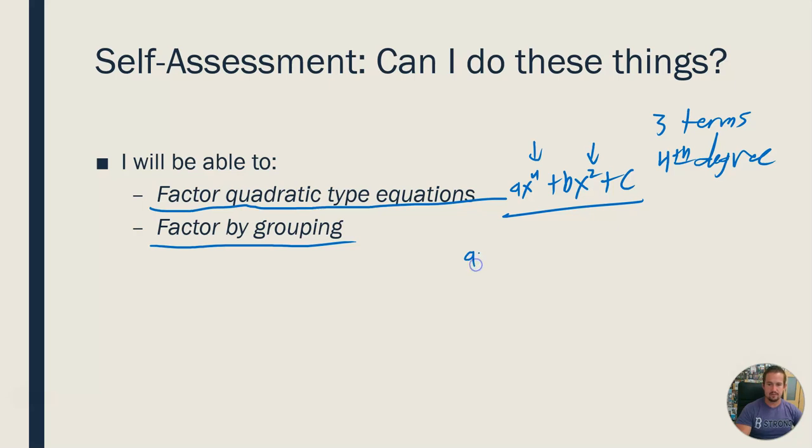Factoring by grouping is going to look something more like this, where I have 4 terms, and typically, unless there's a greatest common factor, I need to take out first a 3rd degree.